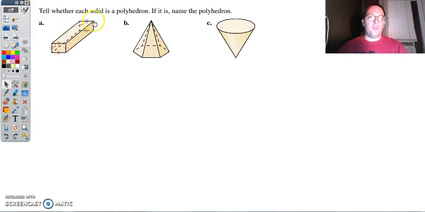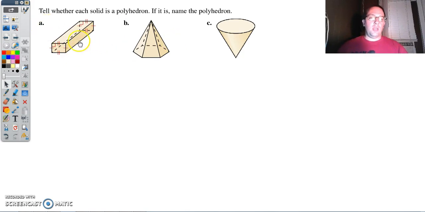So what we're going to do, tell whether each solid is a polyhedron. If it is, we want to name the polyhedron. All right? And there's two basic names for polyhedrons. You have prisms, you have pyramids. And then you name them each by their base, which you should have learned back in junior high when you started looking at these things.